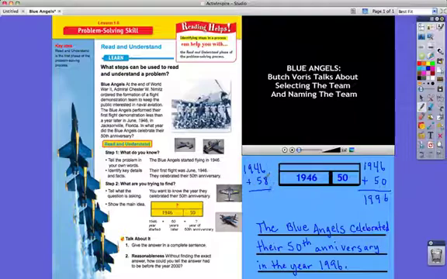Let's see what we get. 6 plus 8 is 14. 4, carry the 1. 1 plus 4 is 5. And 5 plus 5 is 10. So that's 0, carry the 1. And 1 plus 9 is 10 again. It's 0, carry the 1. And then 1 plus 1 is 2. So, to answer our own question, if 58 years had gone by since the formation of the Blue Angels, what year would it be? It would be 2004.